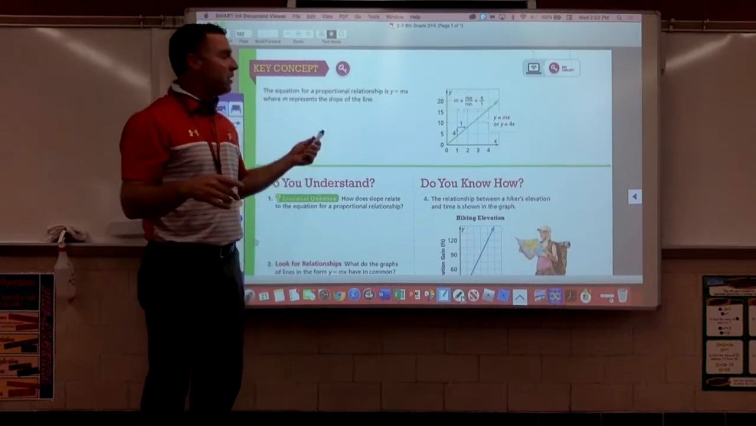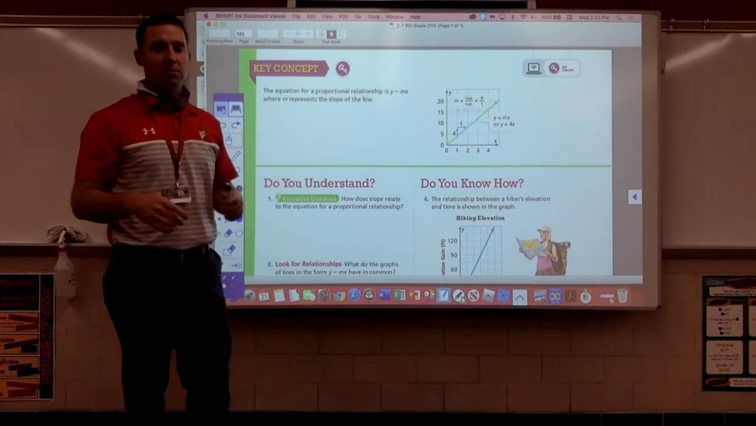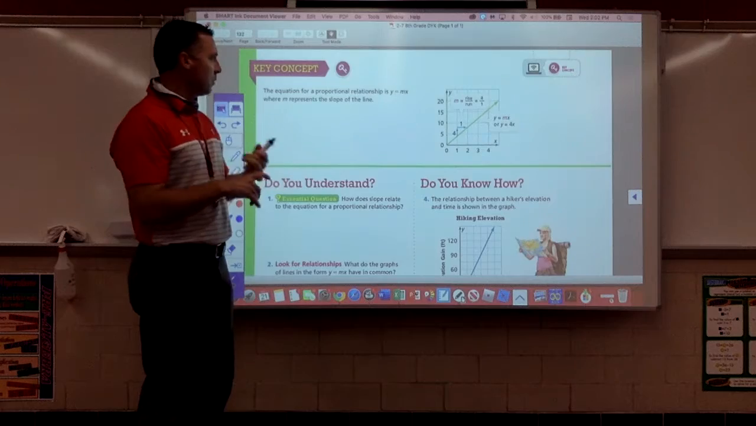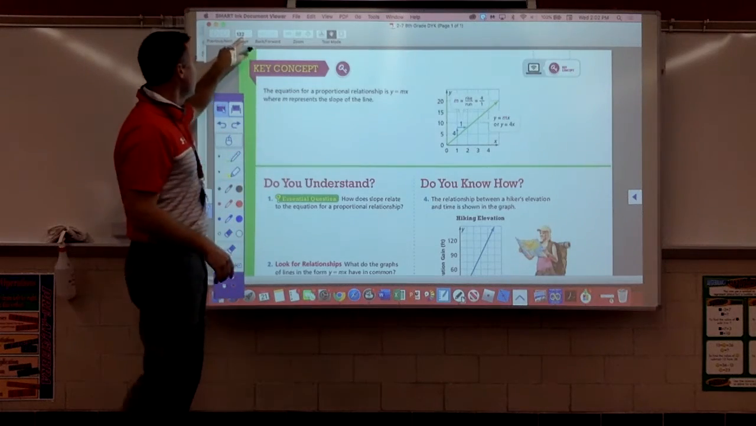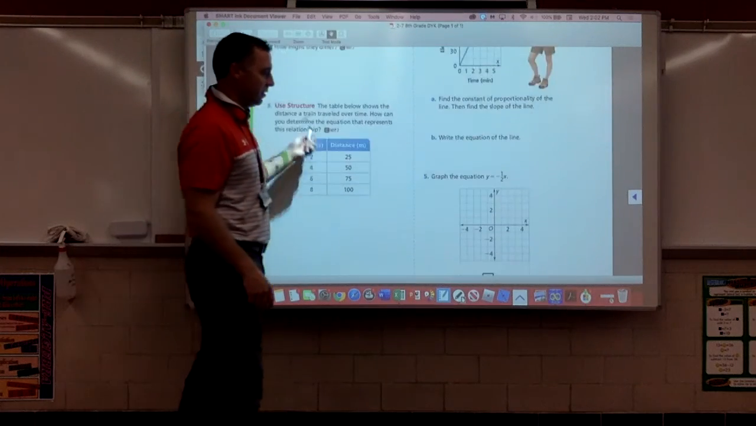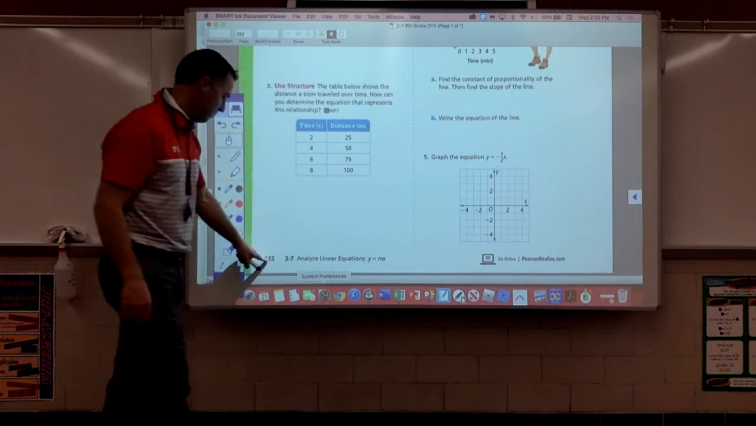Okay, here we go. 2.7, key concept, page 132 in your book. It's amazing you knew it was up there. That's right. 132, it's right up there. It's also down here, folks, if you wanted to see that. Yeah. There it is.